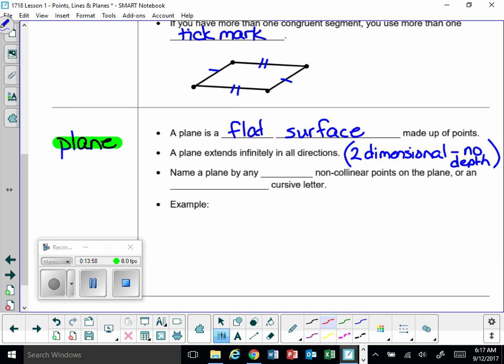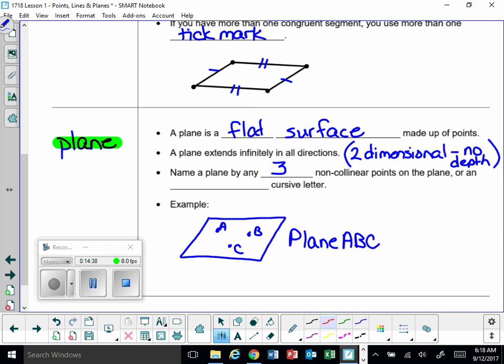The problem is we have no way to represent that on a piece of paper. When we draw it, we usually end up using a parallelogram shape, which makes it look like it fits inside that box. It doesn't. It goes forever and ever and ever. We just don't have any way to show that on a piece of paper. We name a plane with any 3 non-collinear points. So A, B, C, and I have to use the word plane. Plane A, B, C.